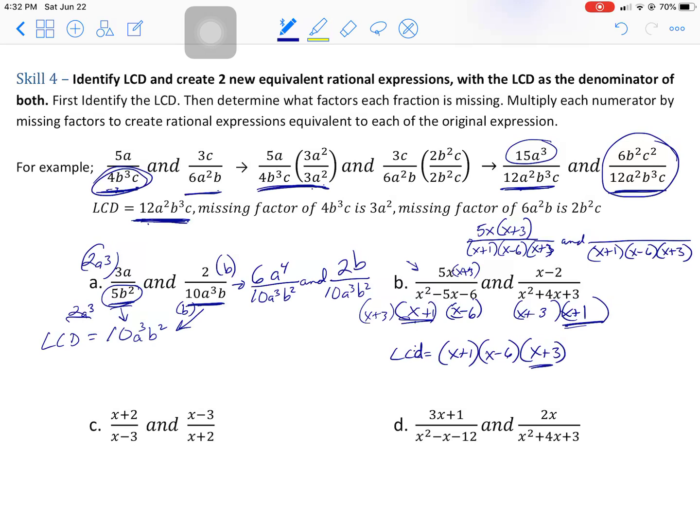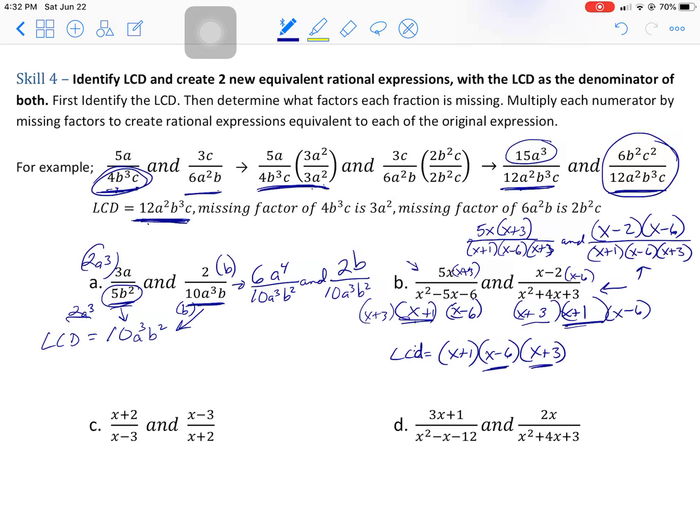And this one over here has the x plus 3, x plus 1, so it's missing the x minus 6, because this got multiplied by x minus 6. So this one's x minus 2, x minus 6. Okay, this rational expression is equivalent to that rational expression. That's all we're doing.